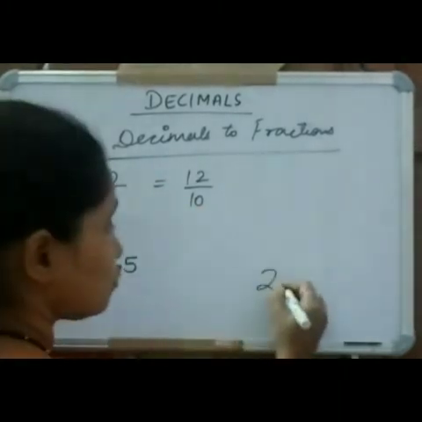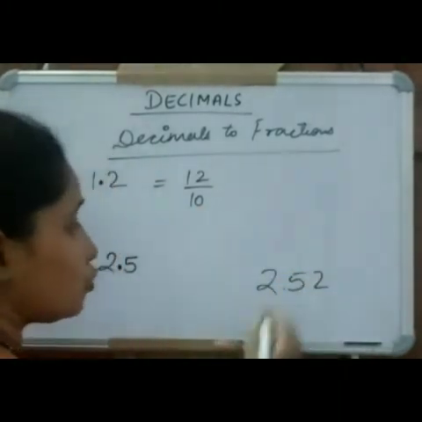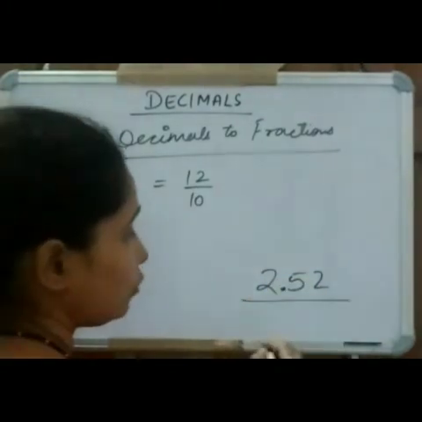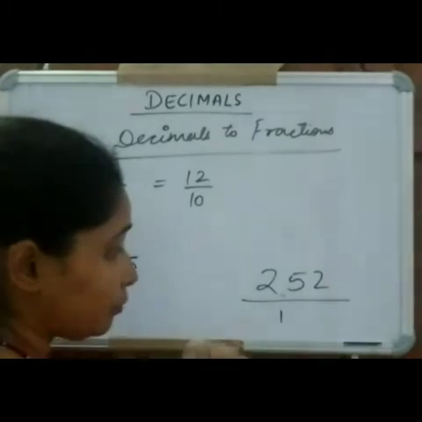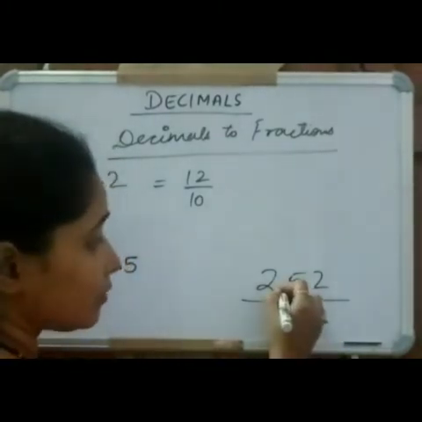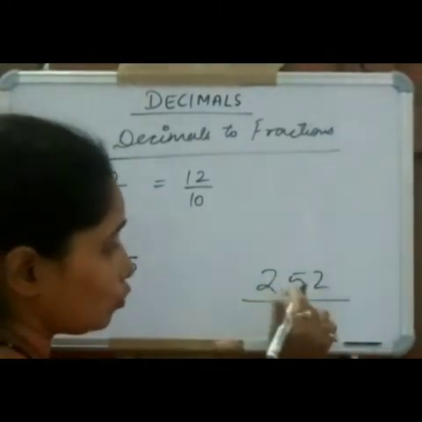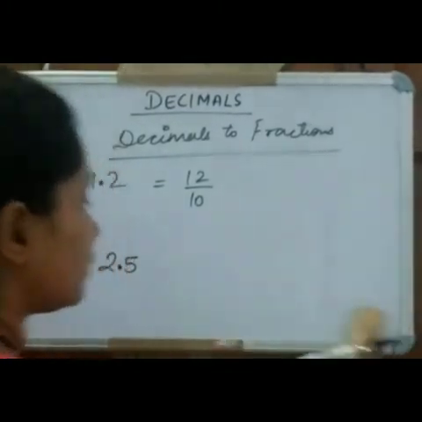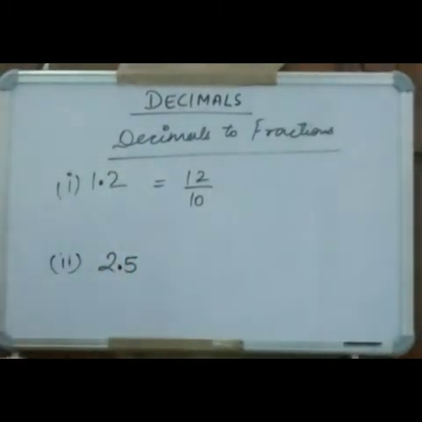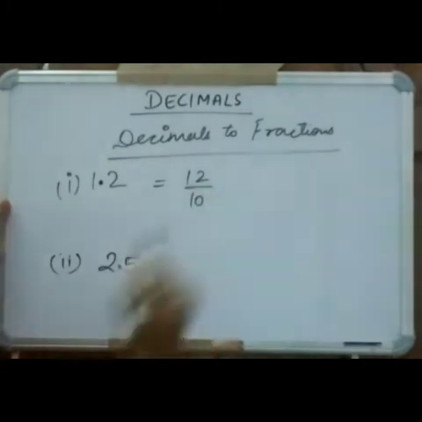Suppose it is this one, 2.52. What will we do? We will just remove the point from here. We will put 1, and after the decimal how many numbers are there? 2 numbers are there. So 2 zeros. So like this we will convert them into fractions. First of all we will convert them into fractions, now we will make them into lowest terms also.